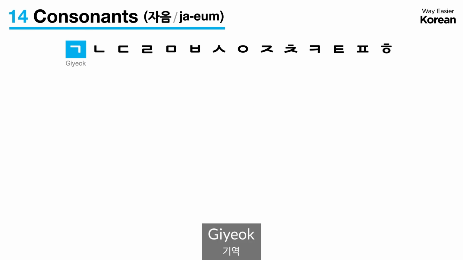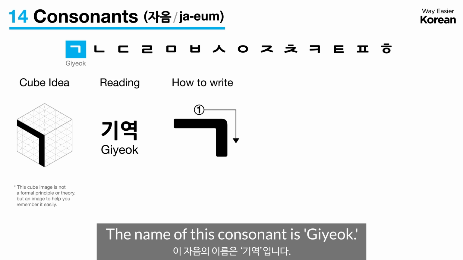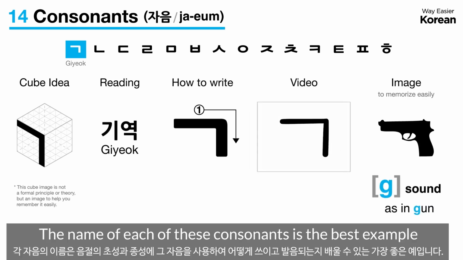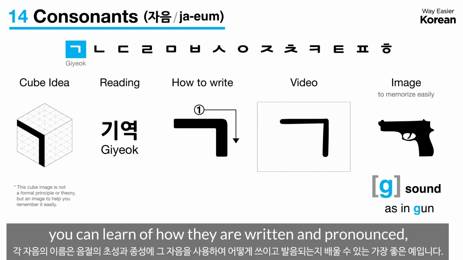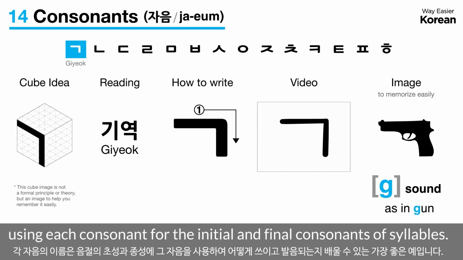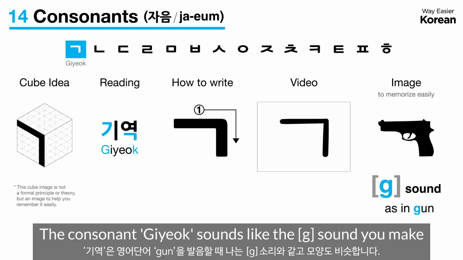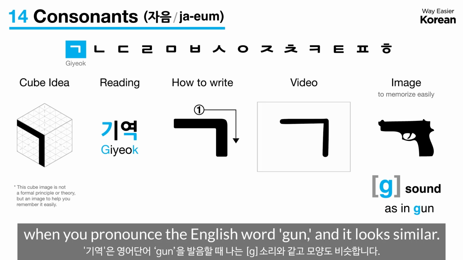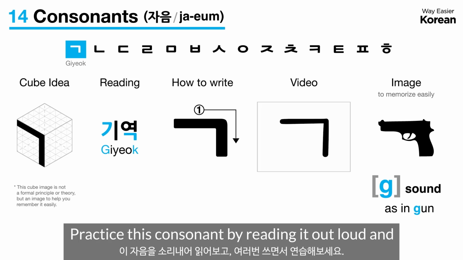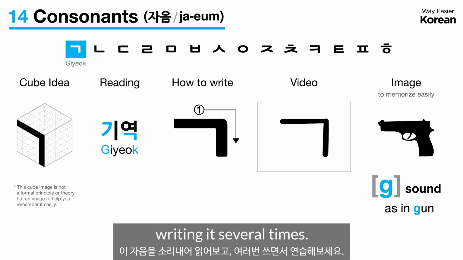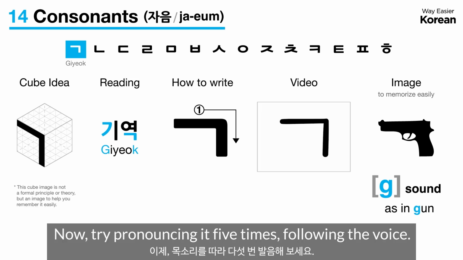기역. The name of this consonant is 기역. The name of each of these consonants is the best example you can learn of how they are written and pronounced, using each consonant for the initial and final consonants of syllables. The consonant Giyeok sounds like the G sound you make when you pronounce the English word gun, and it looks similar. Practice this consonant by reading it out loud and writing it several times. Now, try pronouncing it 5 times, following the voice.